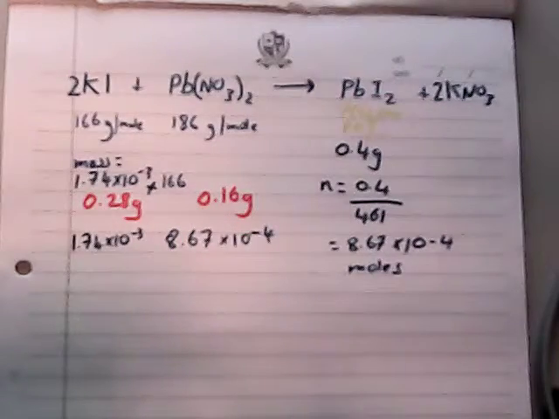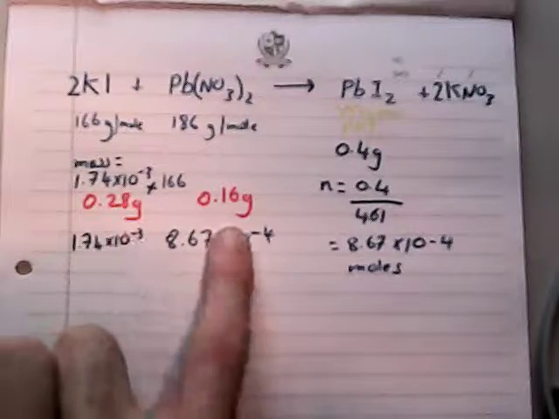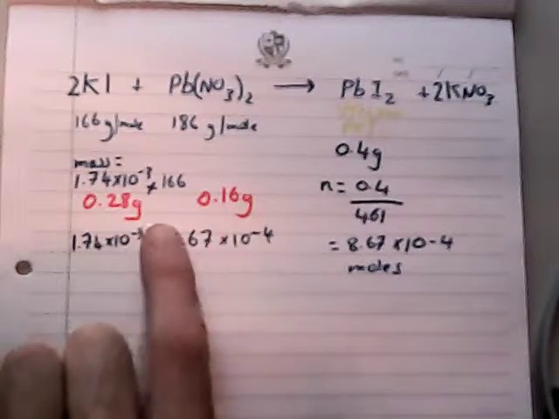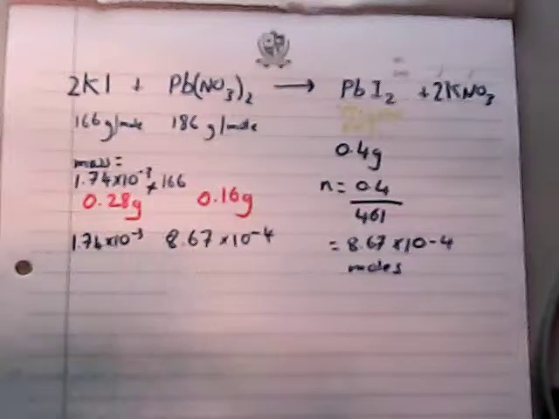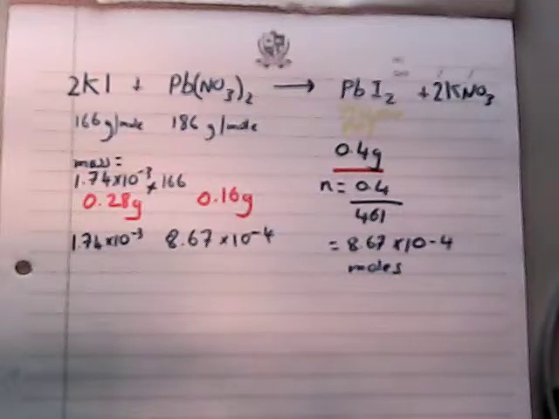Now it's worth doing a double check. 0.16 plus 0.28 gives you 0.44, so that's very close to 0.4. So really, these are the amounts you have to add of these two chemicals so that you won't really have a limiting reagent or excess. It's just enough to give you 0.4 grams of lead iodide.